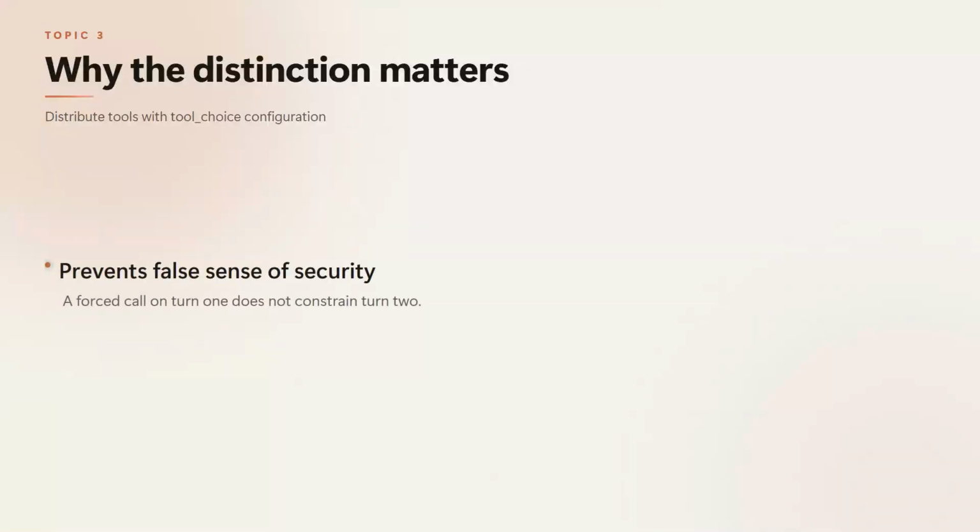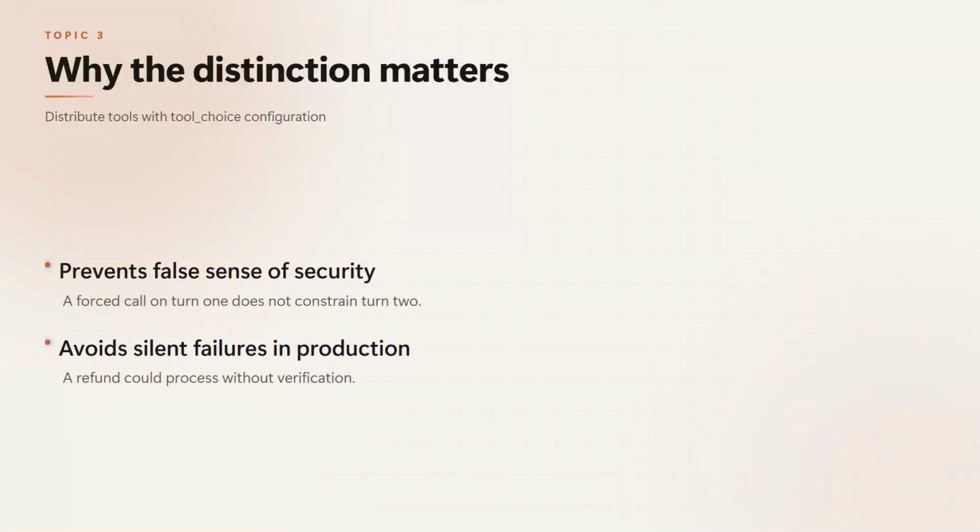In production, the failure this prevents is a system that looks safe but is not. Imagine you force an identity verification tool on the first turn. On the next turn, the model can still process a refund without checking that verification happened. The cost is real: money lost, compliance broken, trust eroded. Tool choice cannot carry a rule across turns. Only a prerequisite gate, a check that runs before every sensitive action, can do that.